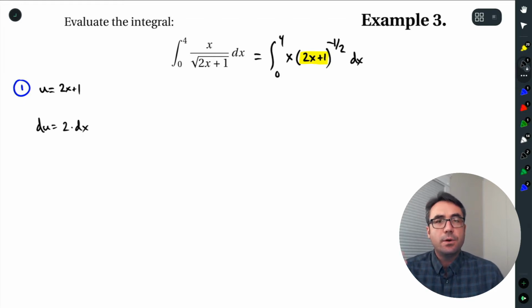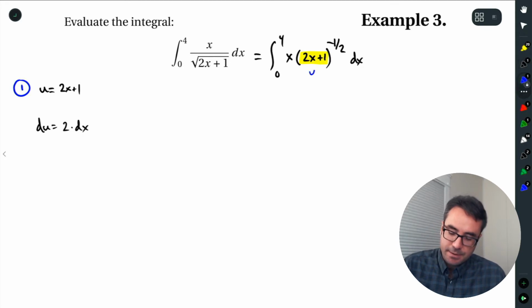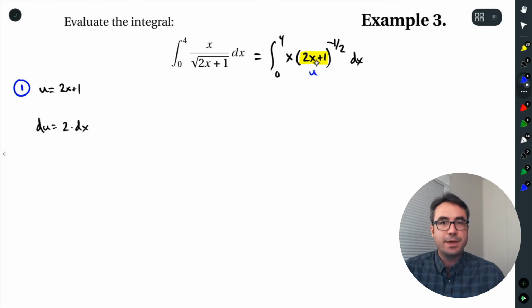And so we know part of the substitution rule process involves converting all of these x terms that we see into u terms. So by design, this 2x plus 1 is going to become u. So we'll have u raised to the negative 1/2 here.